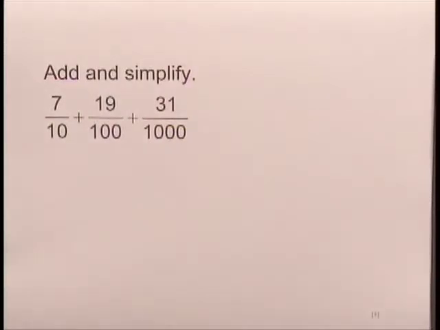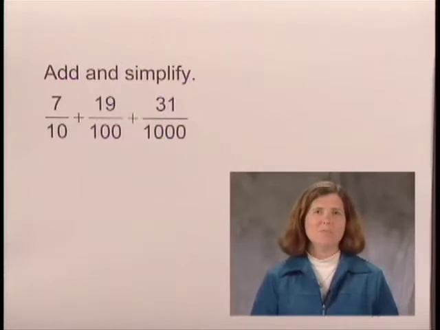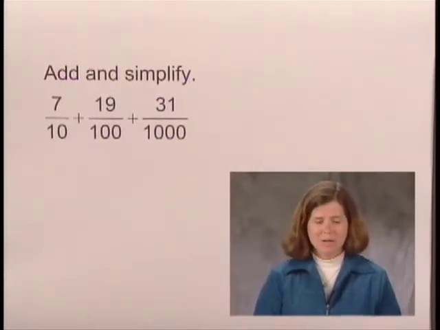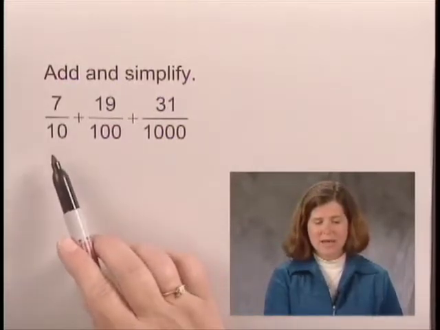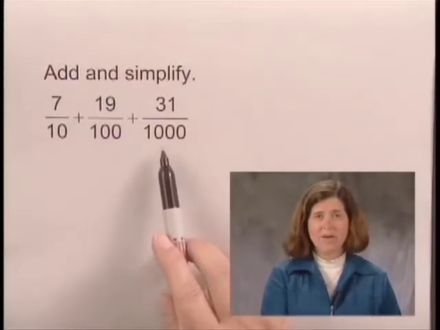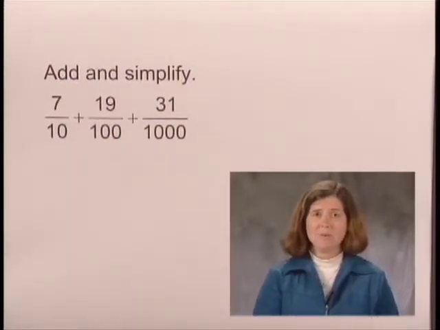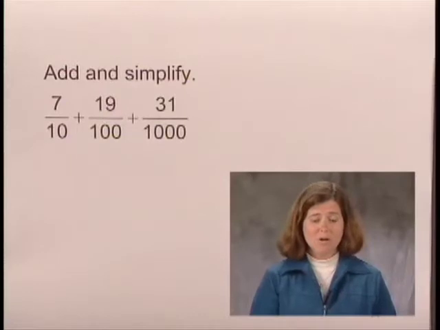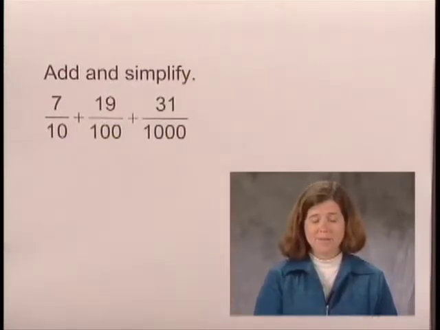In this exercise, we'll add and simplify 7/10 plus 19/100 plus 31 thousandths. Before we can add fractions, we must have a common denominator. Looking at the fractions, the denominators are 10, 100, and 1,000. They are not the same number, so we need to find the least common multiple of 10, 100, and 1,000.